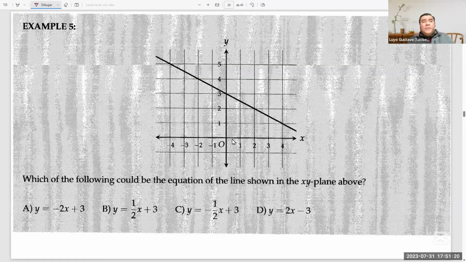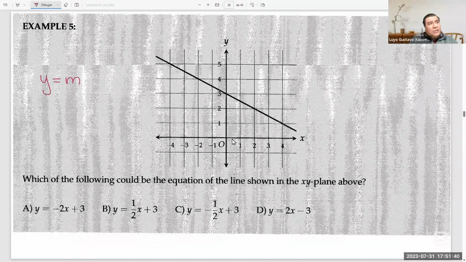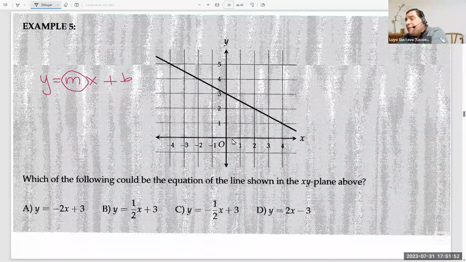Which of the following could be the equation of the line shown in the XY plane above? What can we observe from this? For example, one interesting fact is that a slope has a definite sign. Only from the orientation, we can tell what is the sign of the slope. In this form of the equation, we know that the sign of this must be already known because of the orientation there. Okay, you can analyze for a moment before I tell you how to get to the answer.